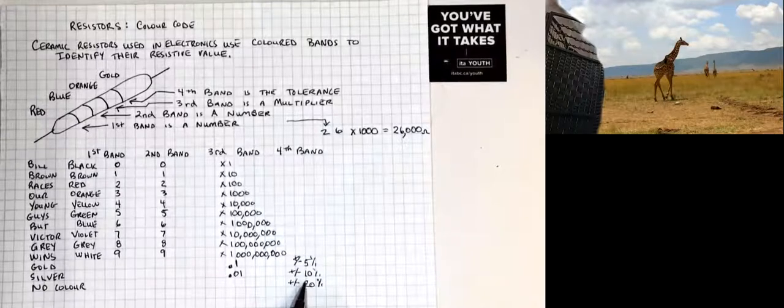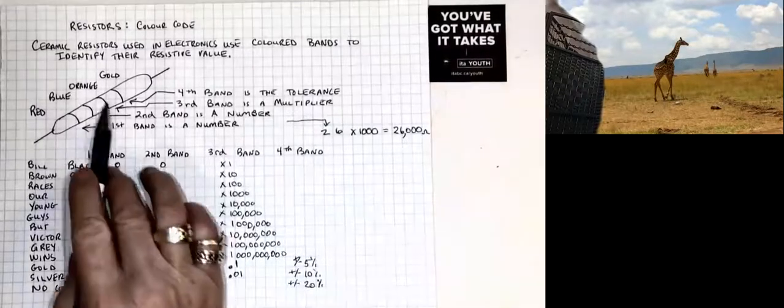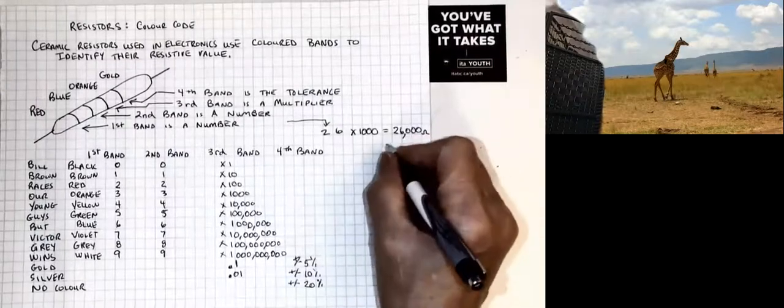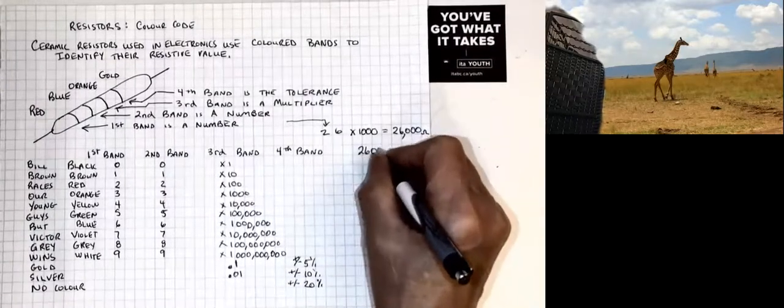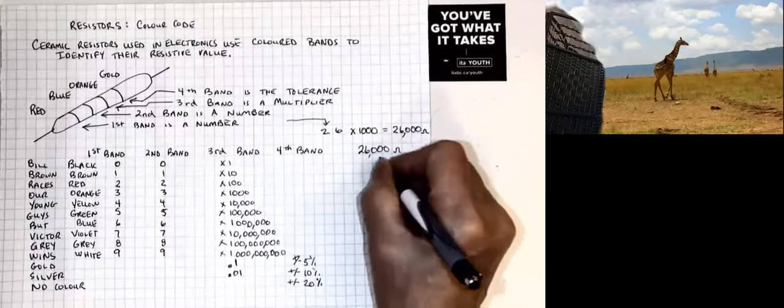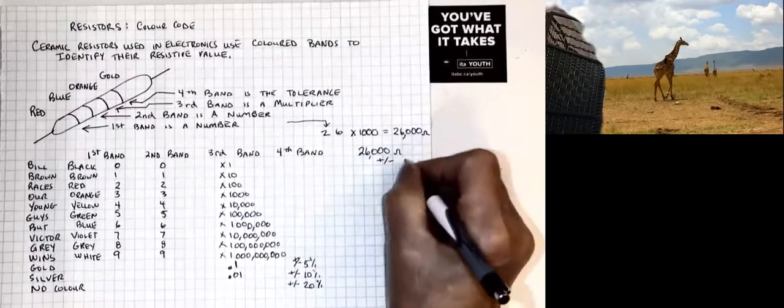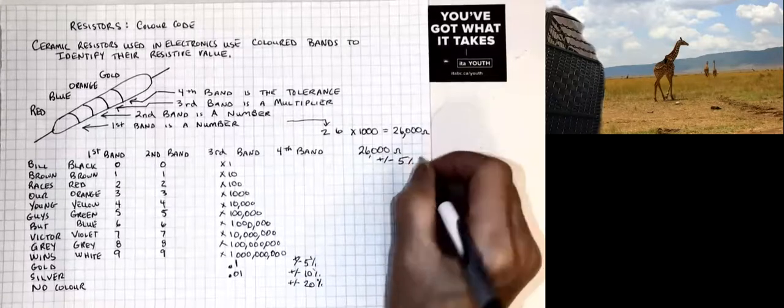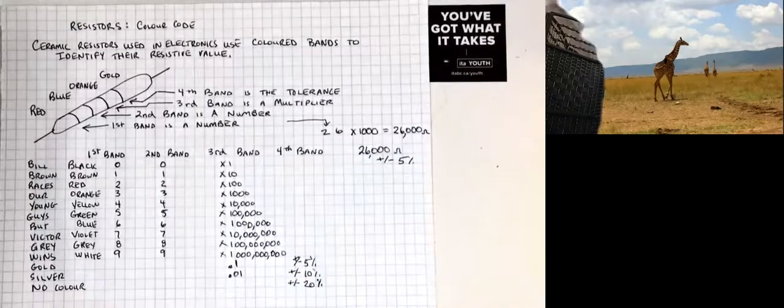But we said that some resistors are made better than others, and that's going to show up in our tolerance. And in this case, my last band was a gold, which says that this guy is actually pretty close to what I thought it was. So it's going to be 26,000 ohms plus or minus 5% of that 26,000.